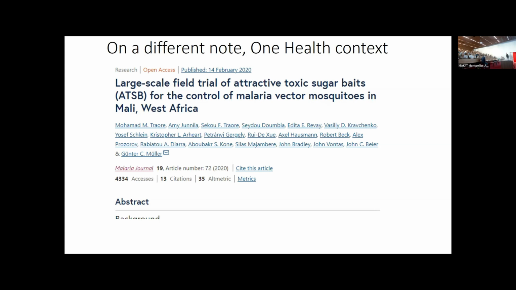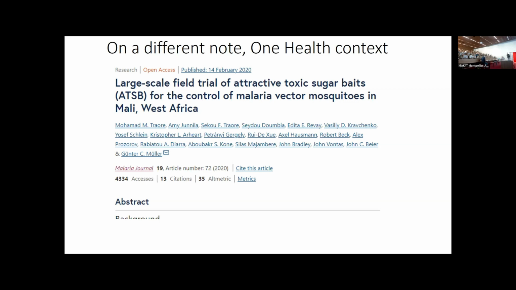On a very different note, I was also worried for the same reason about all the buzzwords about attractive toxic sugar bait. And every time there is a talk about this, I ask this question: what about the non-targets? And then people say, yeah, we've looked at this, but it's okay. Our major concern is scaling up because it's very effective. I tried to find the articles, but I cannot find the articles about the non-target effects.